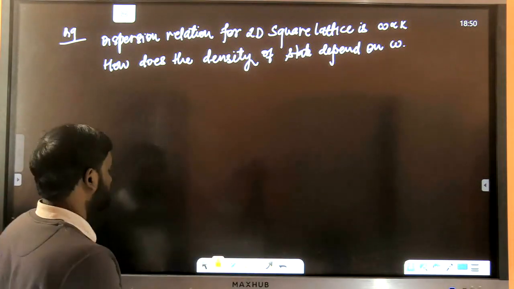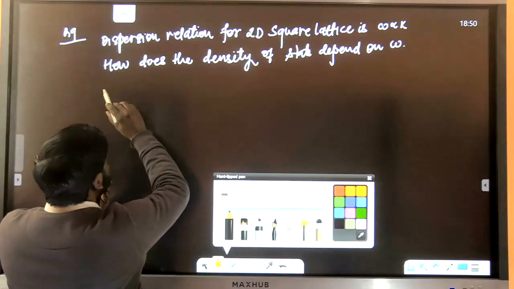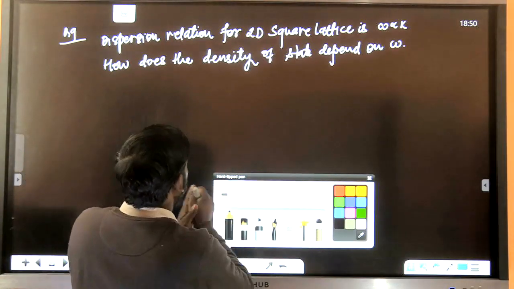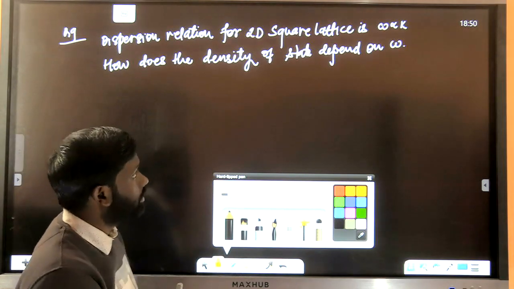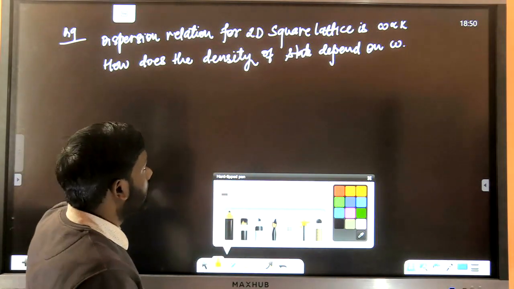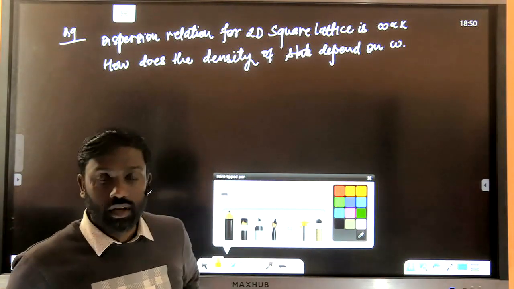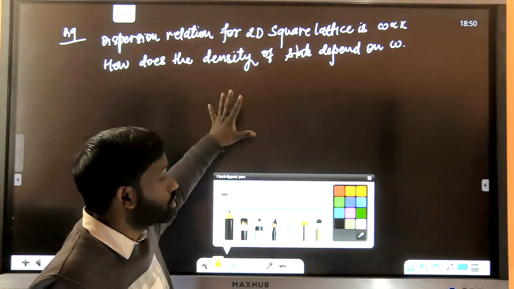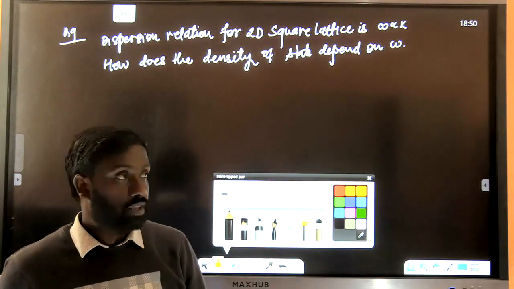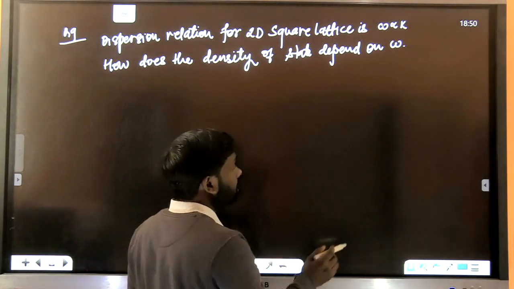Here it says dispersion relation for 2D square lattice is omega proportional to k. How does the density of state depend on omega? See, this is one of the very most familiar questions in quantum mechanics or statistical mechanics or solid state physics. This is used in all these three units.